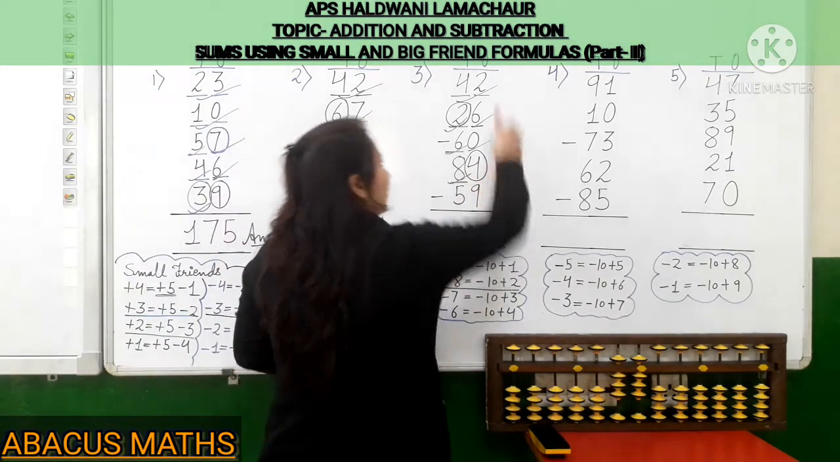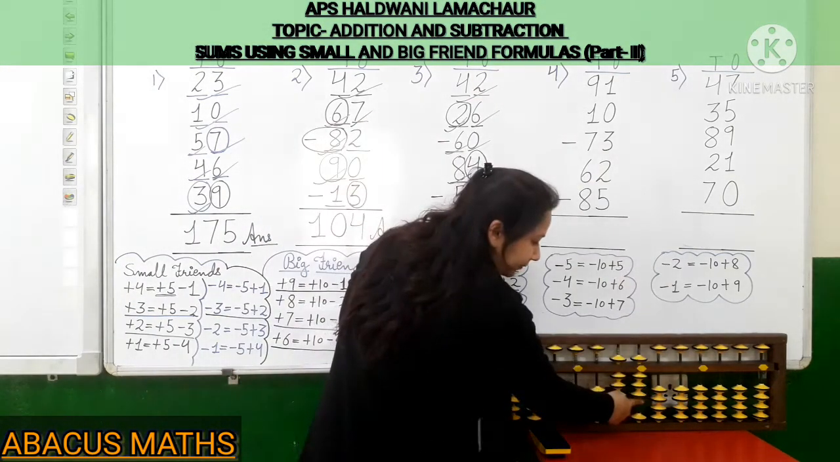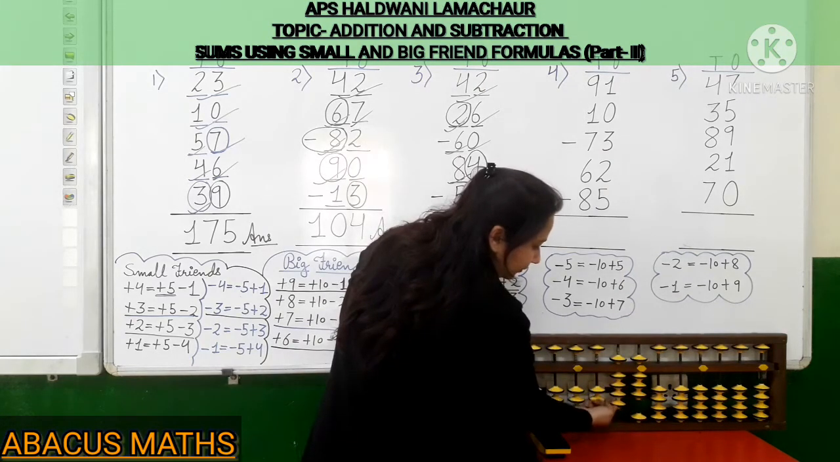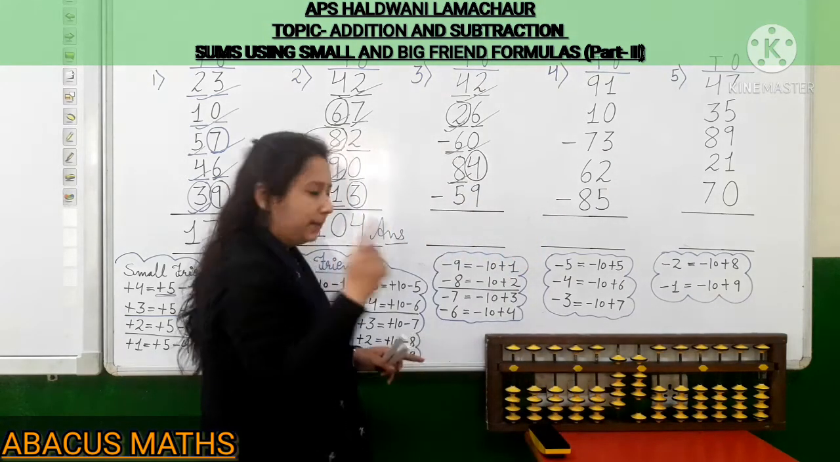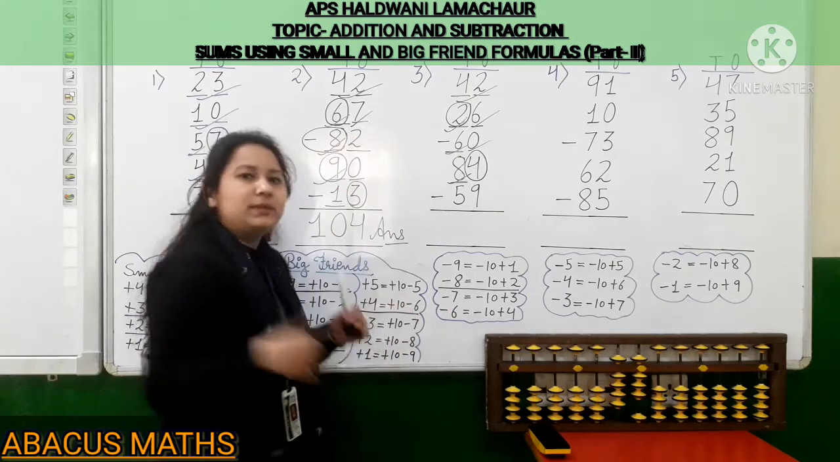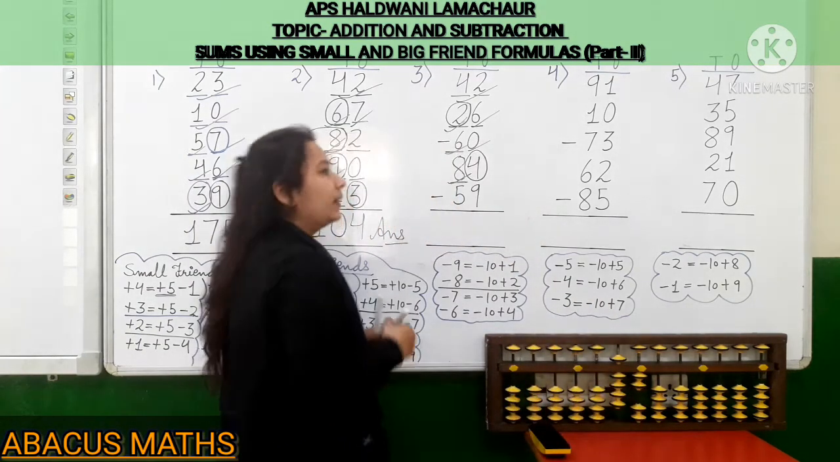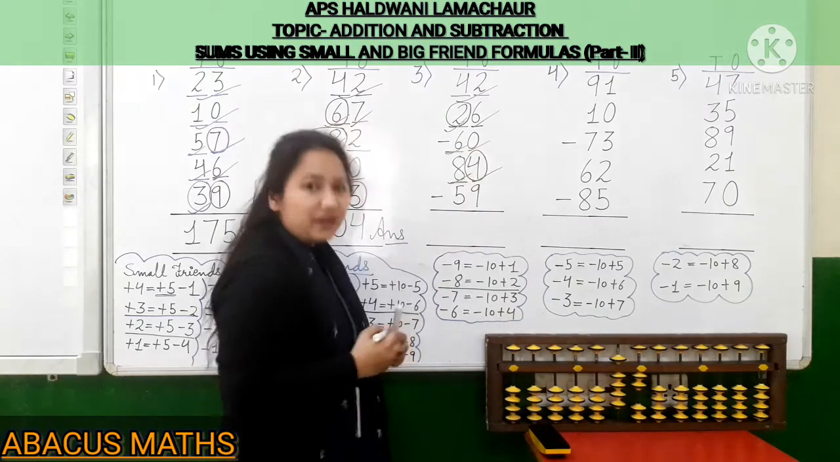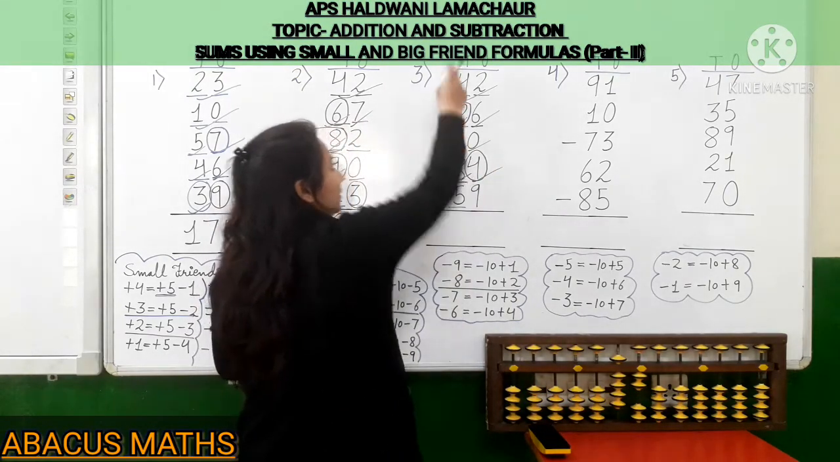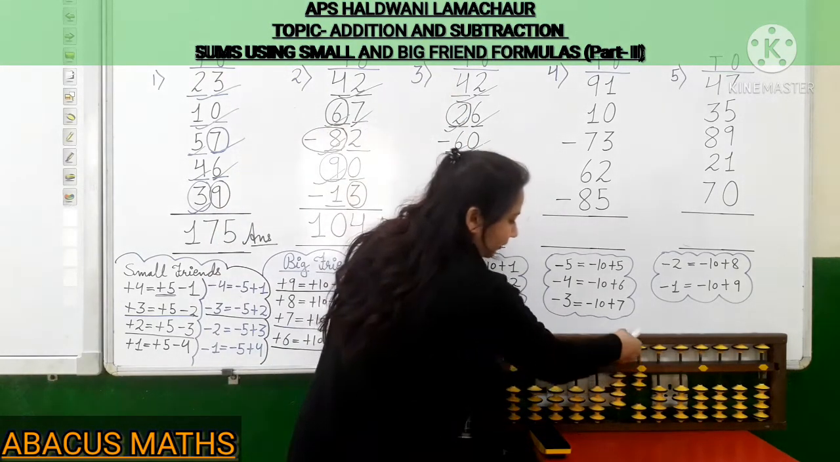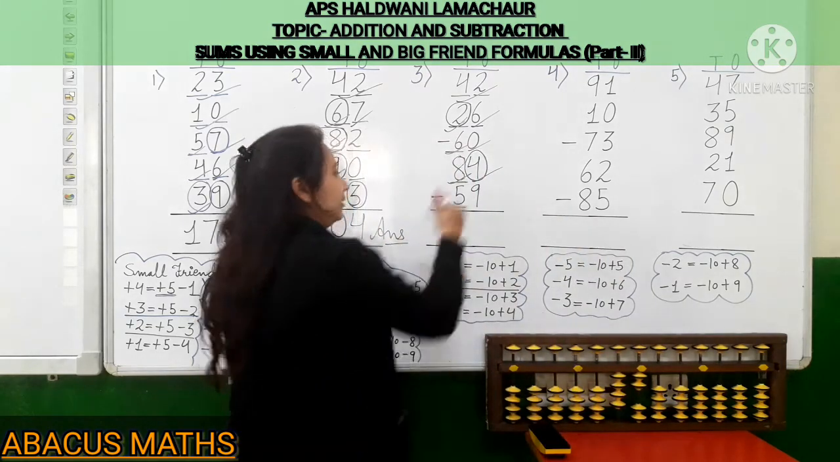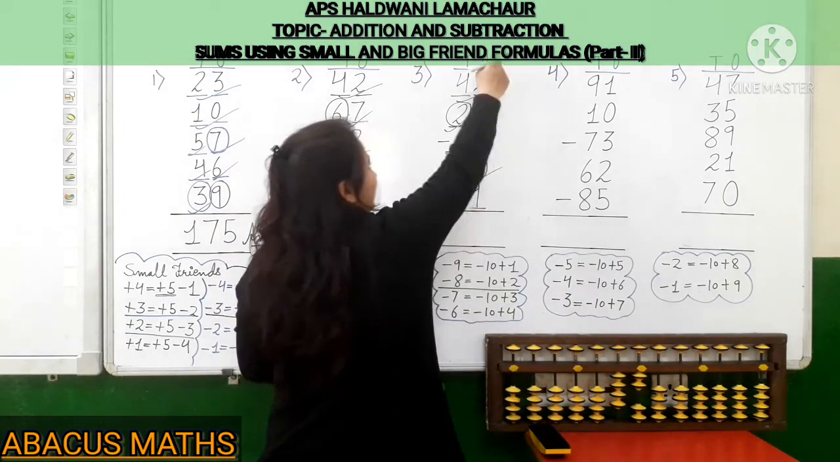Now 4 you have to add in the ones rod, means here. So 10 you will add here, one rod up, and minus 6 from the same rod. 5, 6. And your 4 is done. Now minus 5 in the tens rod. Minus 5. Then you have to do minus 9 in the ones rod.